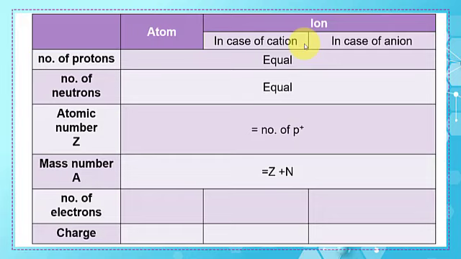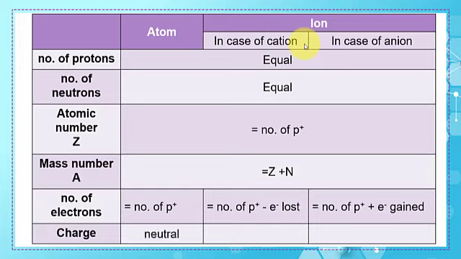In the atom, the number of electrons is equal to the number of protons because the atom is neutral. In case of a cation, it is the number of protons minus the number of electrons lost. And in case of an anion, it is the number of protons plus the number of electrons gained. So, as a result, the charge of the atom is neutral, that means 0, the charge of the cation is positive, and the charge of the anion is negative.